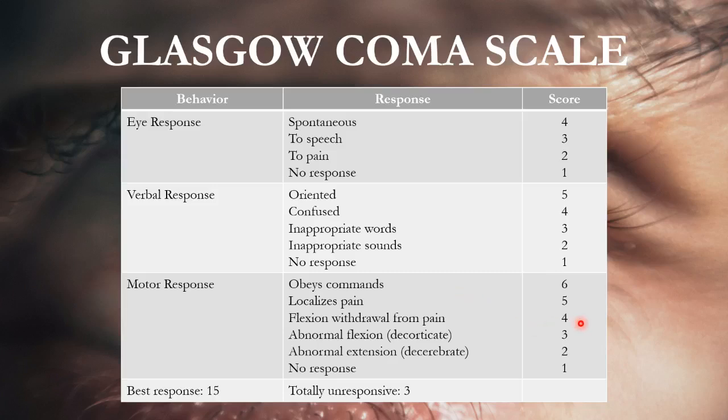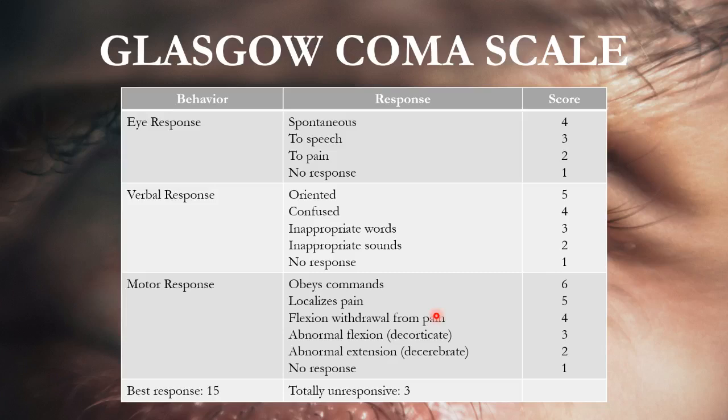Give 4. And then you have abnormal flexion and extension. Decorticate: the arms flex toward the patient. And then extension, the arms move away, extending from the patient: decerebrate. Decorticate towards the patient, away from the patient, decerebrate. I hope that helps you remember it better. And then no movement at all, no motor response, give 1.